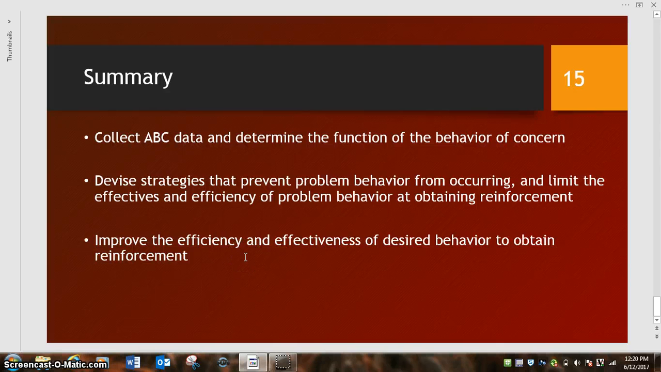So when addressing persistent challenging behavior, we want to collect antecedent behavior consequence data and determine the function of the behavior of concern. We want to devise strategies that prevent problem behavior from occurring and limit the effectiveness and efficiency of problem behavior at attaining reinforcement. We also want to improve the efficiency and effectiveness of desired behavior to obtain reinforcement.